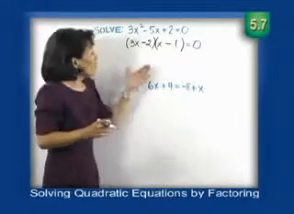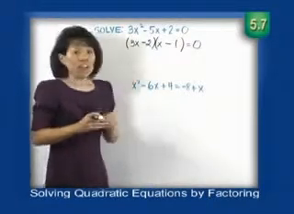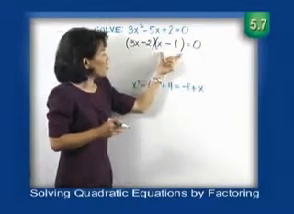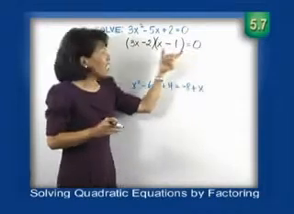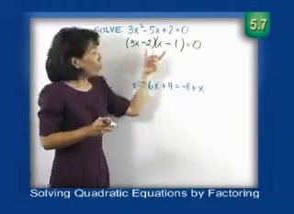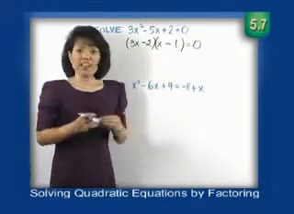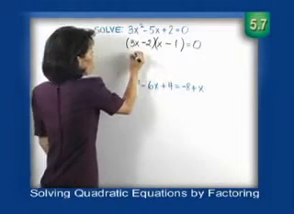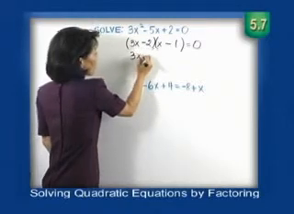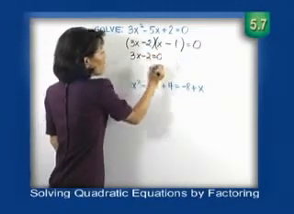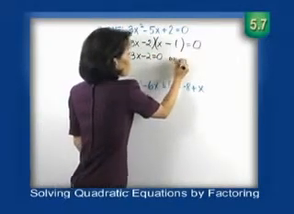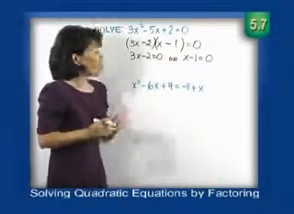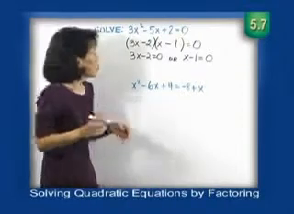Now, remember that the zero factor property tells us this. If I have one number times another number that equals 0, either this one better be 0 or this one better be 0, because that's the only way we can get a product of 0. So let's write that out. Either 3x minus 2 equals 0 or x minus 1 equals 0. Now our job is to simply solve these two equations.